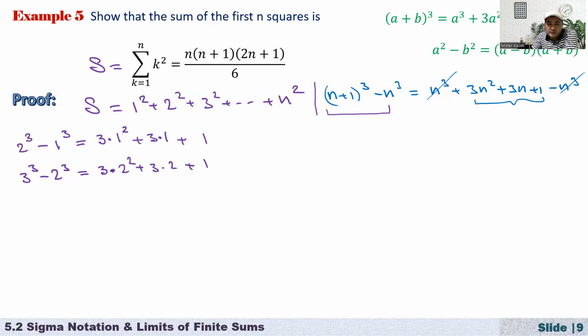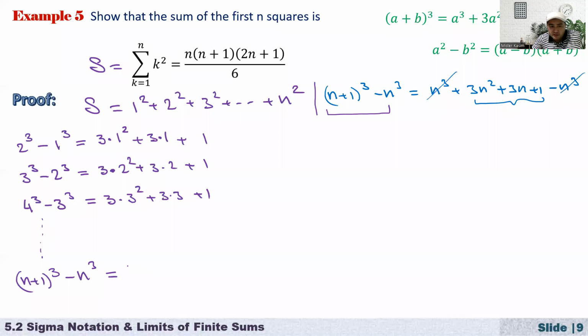And how about if n is equal to 3? At that time here we have 4 cubed minus 3 cubed, that's equal to 3 times 3 squared plus 3 times 3 plus 1, right? So now if I just keep writing this in this way, when n is equal to n, at that time here we will have n plus 1 cubed minus n cubed equal to, on the right-hand side, 3 times n squared plus 3 times n plus 1. Okay, so next, I'm just going to add the left-hand side to the left-hand side, collect all the left-hand sides, and also the right-hand sides.